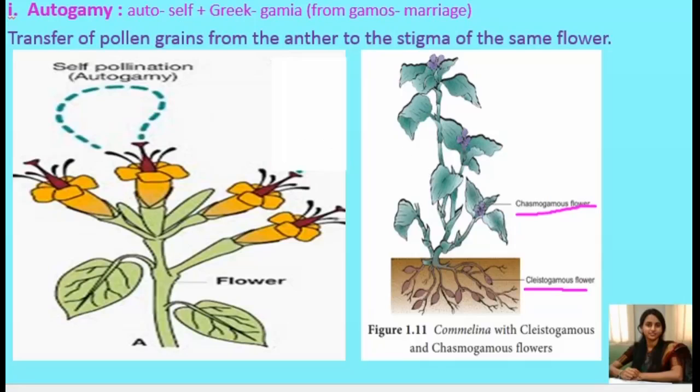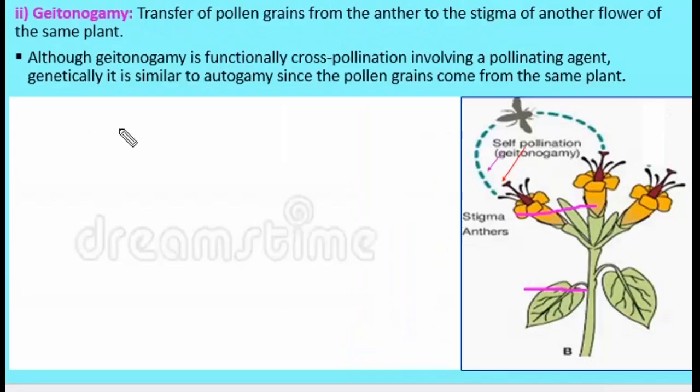The second one is Geitonogamy. What is Geitonogamy? Here the transfer of pollen grains takes place from the anther of one flower to the stigma of another flower, but both the flowers are present on the same plant. How can you define Geitonogamy? It is the transfer of pollen grains from anther to the stigma of another flower of the same plant.